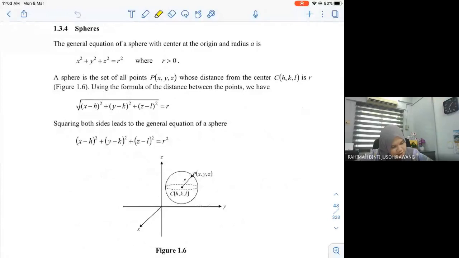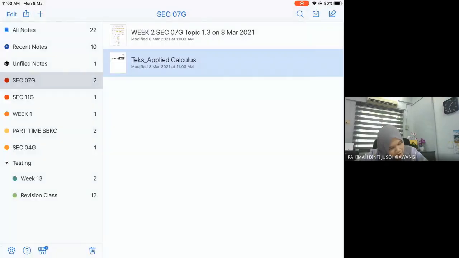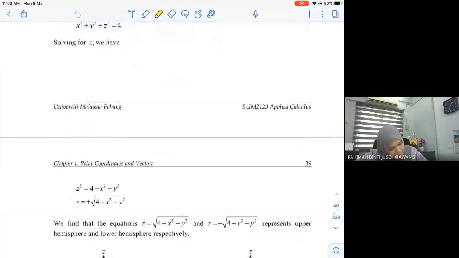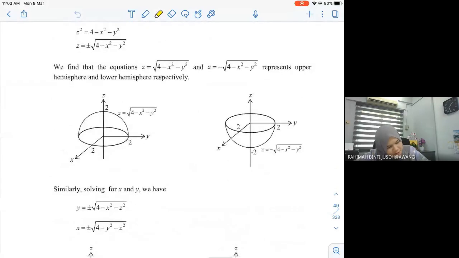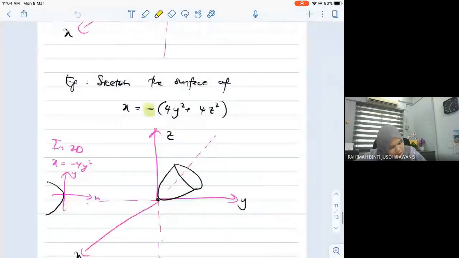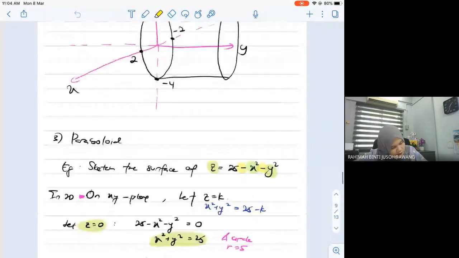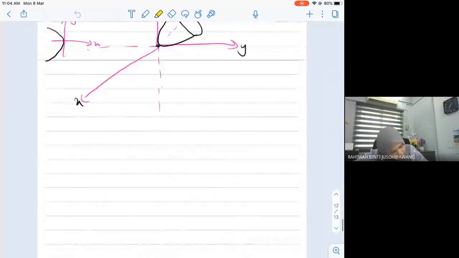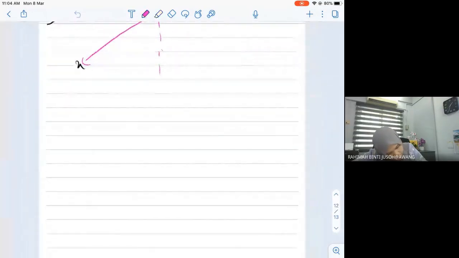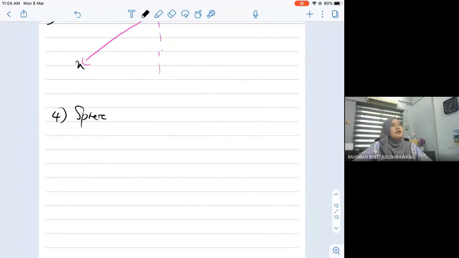Spheres ni pun paling simple lah ni. Spheres. Hemisphere and so on lah. Saya nak bagi example soalan spheres. Number 4 we have sphere. Okay, let's start with a sphere at center at origin first. Okay, example.